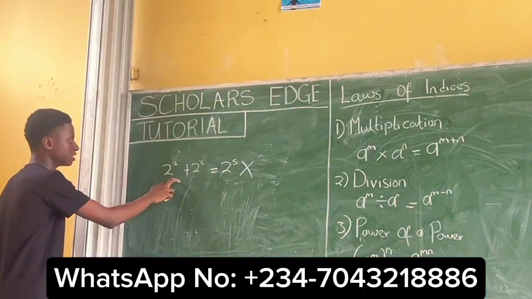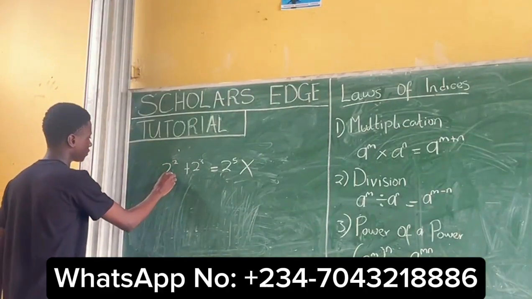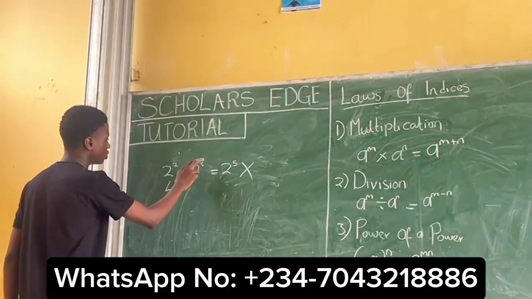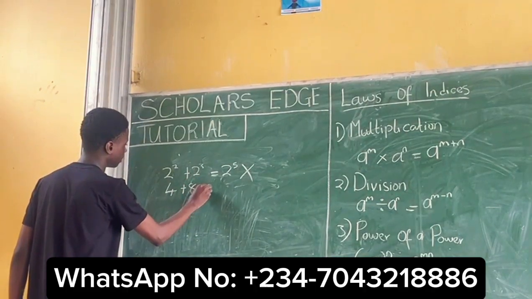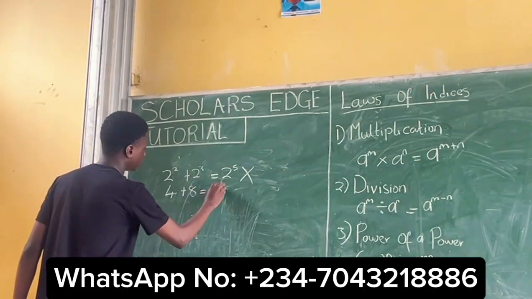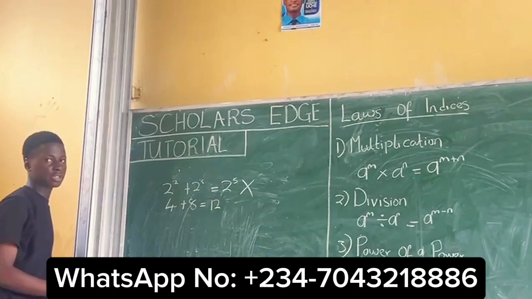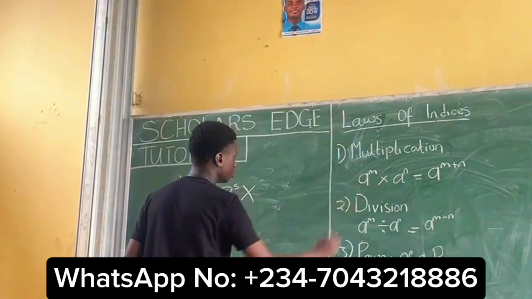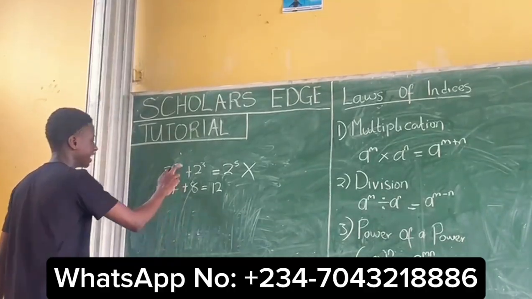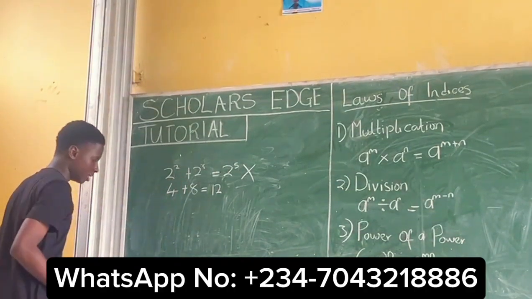If you have to solve this, 2 to the power of 2 is 4, 2 to the power of 3 is 8, and here you have 12. You can see the difference. So you don't apply this rule where they have an addition sign in the middle.